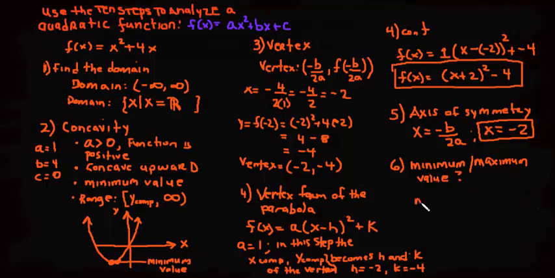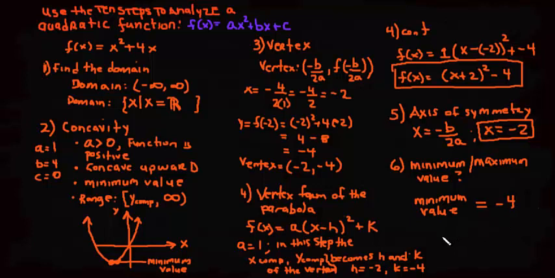Well, it's a minimum value because a is greater than 0 and it concaves upward. So you have a minimum value which equals what? -4. -4.